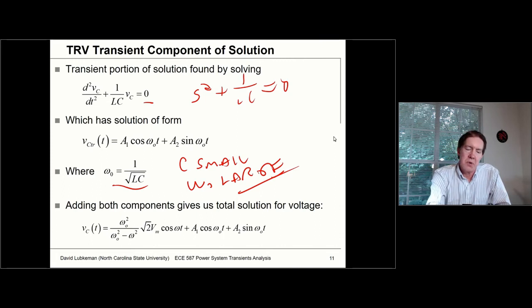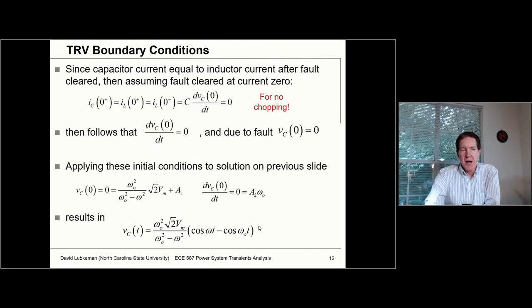So then when I add these two components together, this gives me the form of the total solution, and then I still need to solve for A1 and A2 using the method of undetermined coefficients. And so this is where I have to know the boundary conditions. And again, this boundary condition is going to be based on the no chopping scenario. So we're going to assume the fault clears at a zero crossing.